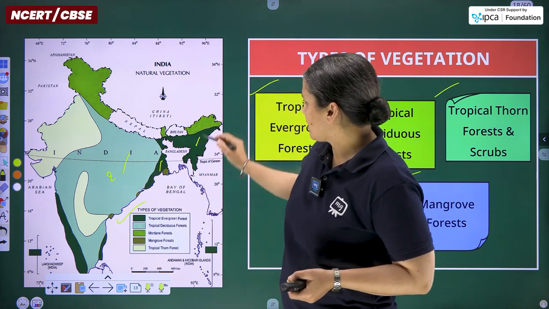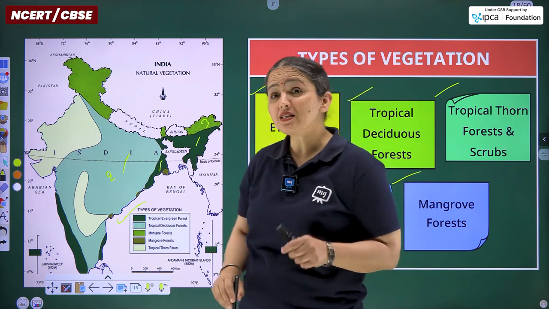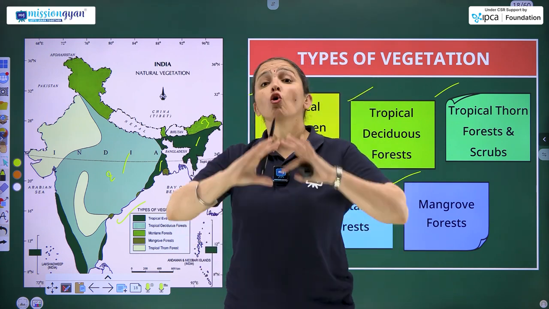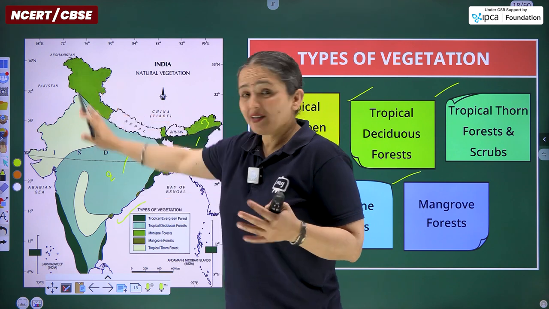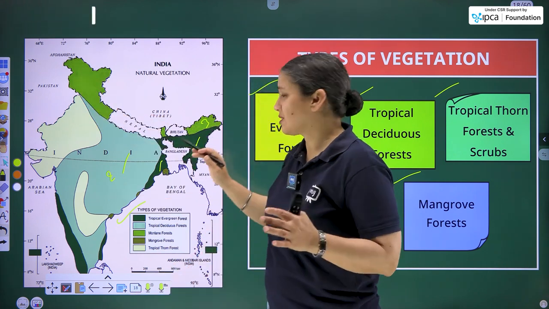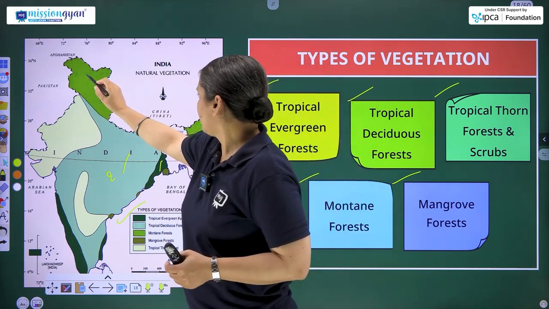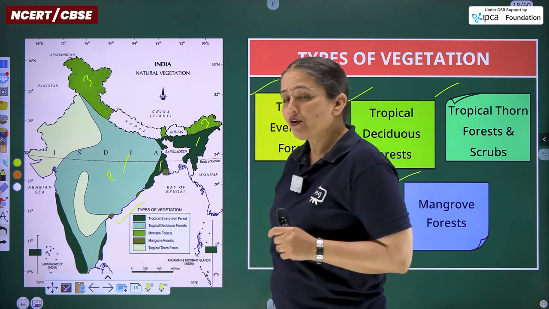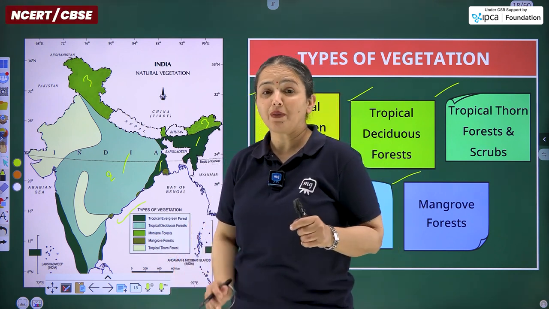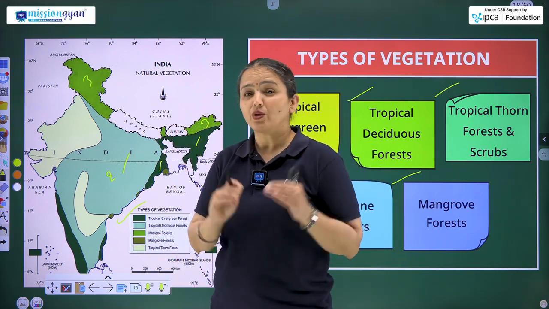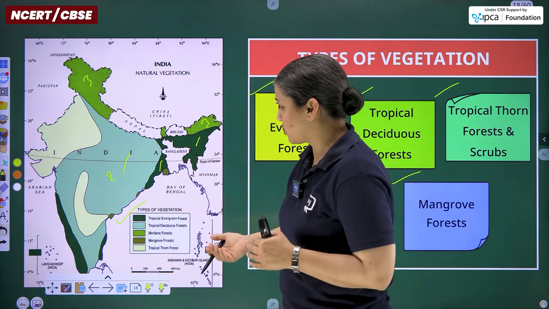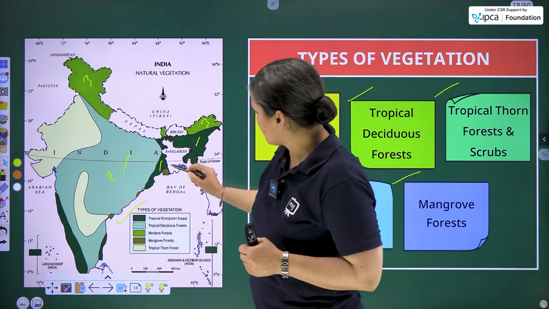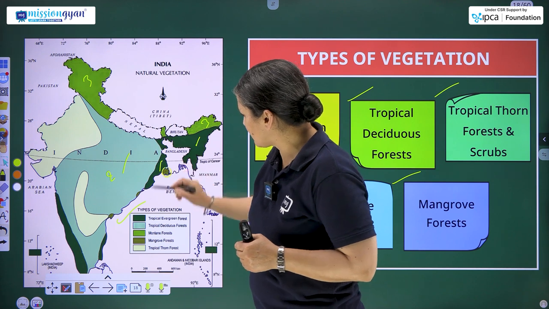Then montane forests are situated. So montane means the forests that are situated on the mountain. So we are talking particularly about the Himalayan part and the northeast Himalayan part as well. Then mangrove forests are situated by the water body side where they form the delta as well, along with a certain type of vegetation present. So mangrove forests are present likewise over here in this region.